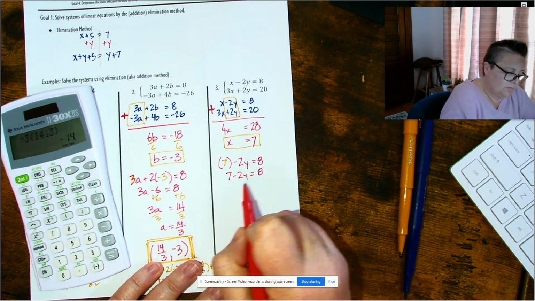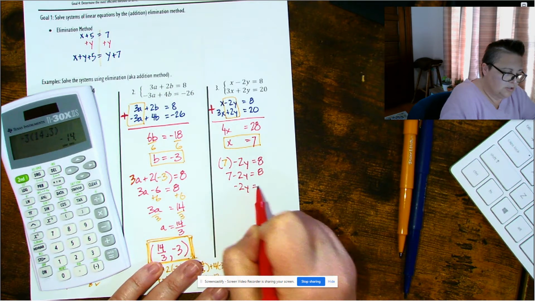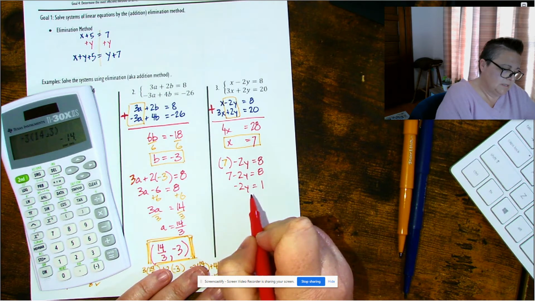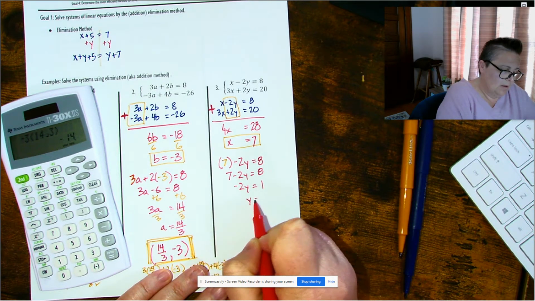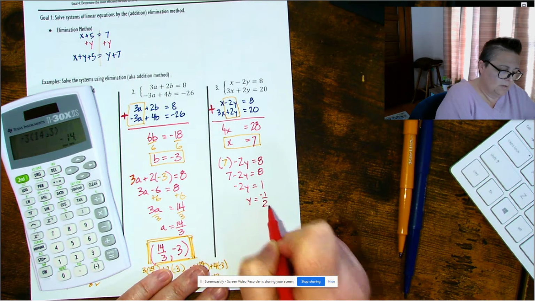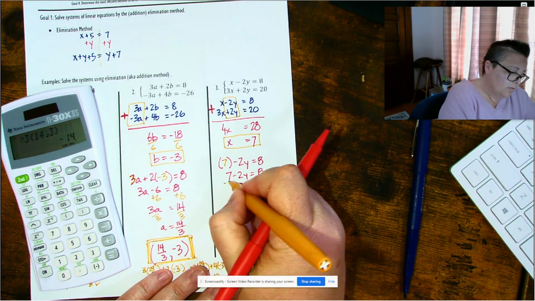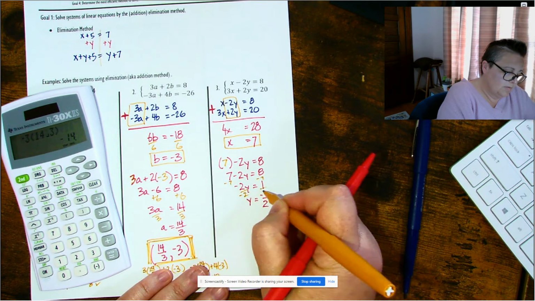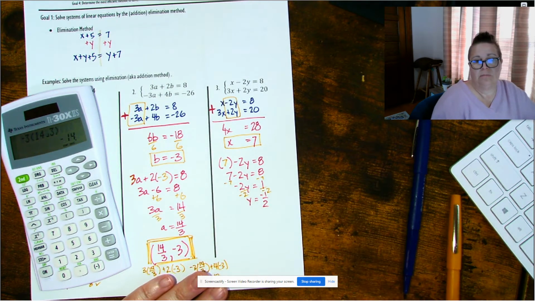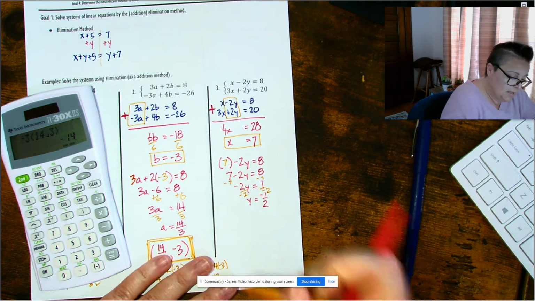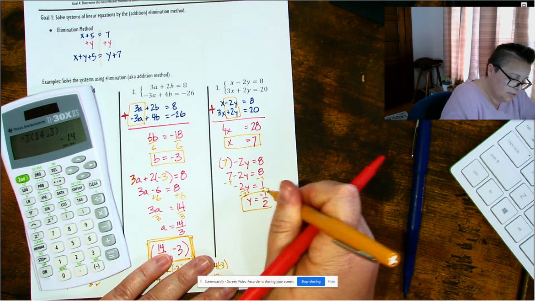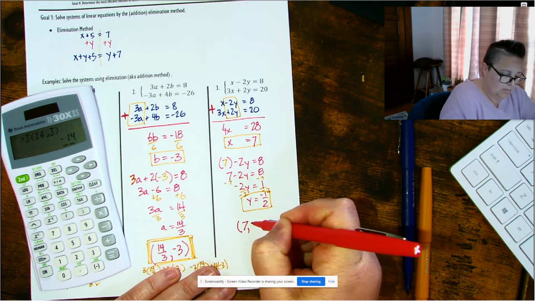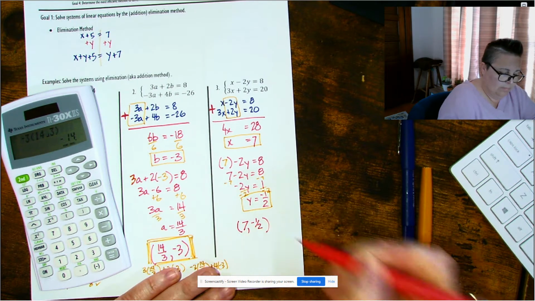Subtracting 7 from both sides, minus 2y would be 1. Dividing both sides by negative 2, I get y is equal to negative 1/2. Again, that's minus 7 from both sides, and I'm going to divide both sides by negative 2. All right, so I think I have a solution to this system at (7, -1/2).